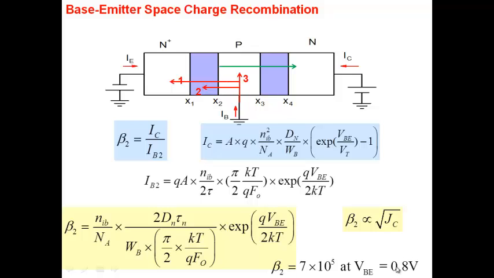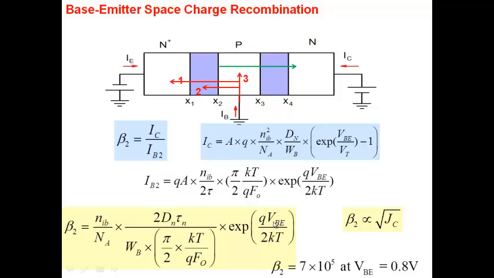So now if we evaluate all the current gains at around 0.8 volt, which is a fairly large voltage, and plug in all the values, I find beta 2 is 7 times 10 to the power 5. Very high at that value. But note, it's very sensitive to VBE, exponentially dependent on VBE. So as I reduce VBE, beta 2 is going to drop sharply, and if you make it fairly small, then beta 2 can become very small and can become a limiting factor. So this is the characteristic of the space charge recombination current.